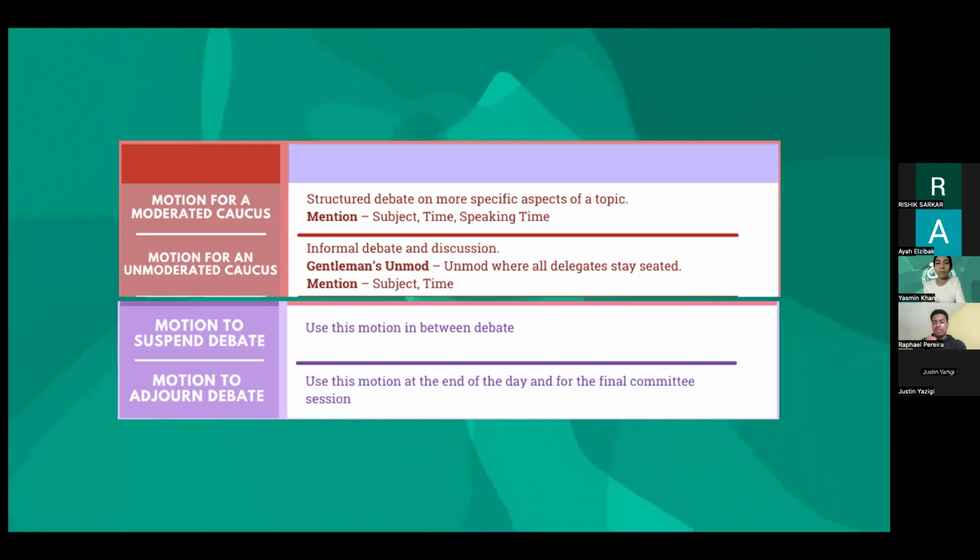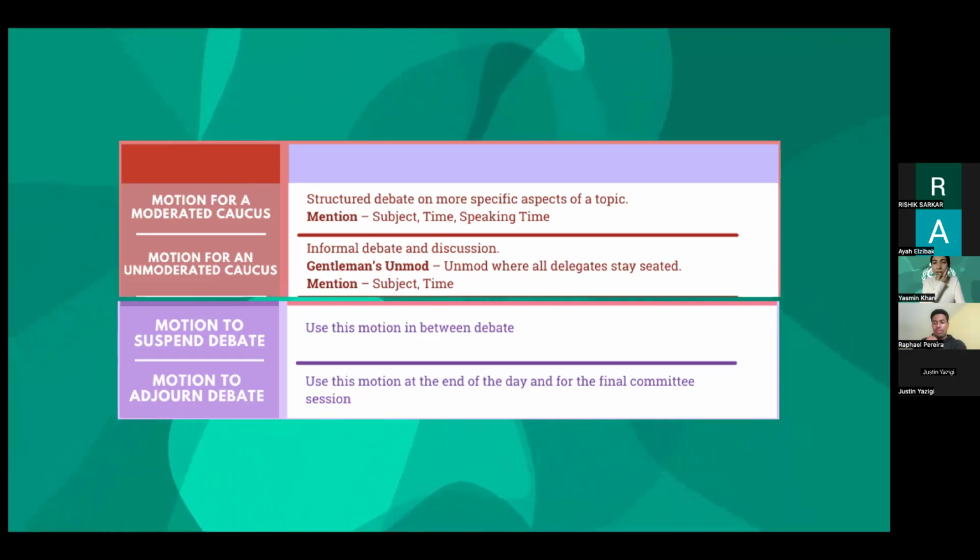Exactly. So motion to suspend debate means, let's say everyone says yes, let's end this topic about cheese. It's stupid. Cool. Now you can motion for a new moderated caucus because Model UN's not over. You just suspended the current discussion, but we can start a new discussion about something else. You see what I'm saying?